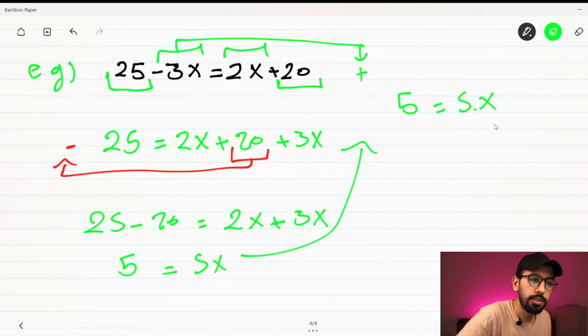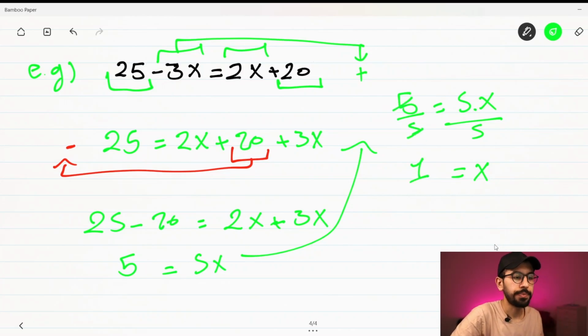Now we need to divide both sides by 5 in order to get rid of the 5s. Our result will be x equals 5 over 5, which is 1. x equals 1.